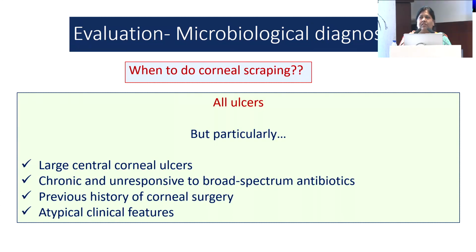So what do you do? So when do you do a corneal scraping? Ideally, all ulcers should undergo a scraping. But particularly, suppose you have a very small peripheral ulcer, you might decide to go empirically with monotherapy. But cases where you must do scraping are the large central corneal ulcers, chronic and unresponsive to broad spectrum antibiotics, previous history of corneal surgery, patient is on steroids for a long time, and any atypical clinical features. The reason being that your empirical therapy may not work in atypical ulcers, and you really need to identify the organism fast. So you must go ahead with the scraping.